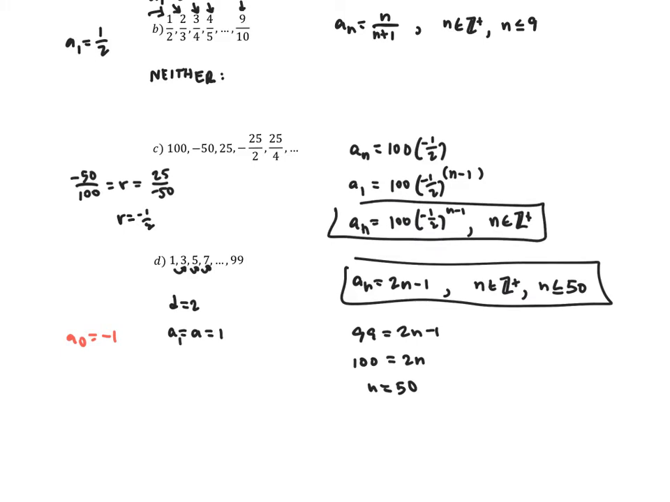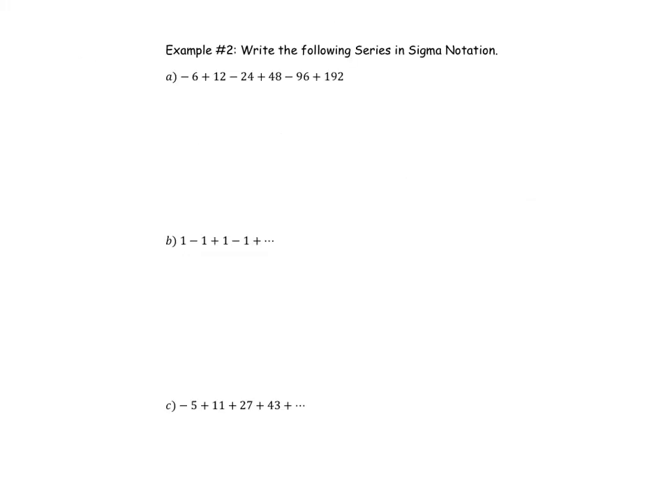Well, let's continue with a couple more examples of sigma notation. Okay, example 2, write the following series in sigma notation. First of all, I have to determine whether this is geometric or arithmetic or neither. So I'm going to start with i equals 1. That just means my first term will be a sub 1. And I'm going to go up to, let's see here, 1, 2, 3, 4, 5, 6. So 6 terms.